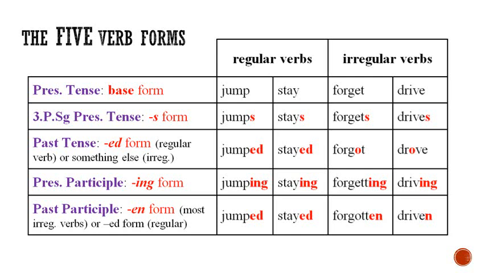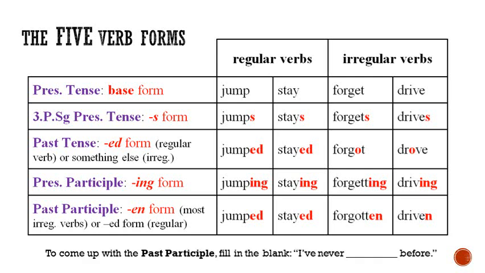So we have 5 forms, and like I said, the regular and irregular verbs are more similar than they are different, but the difference happens in the past tense and the past participle. The past tense of regular verbs gets ed, irregular verbs, something else happens, and the past participle of irregular verbs gets en, and regular verbs' past participle just looks like the past tense.